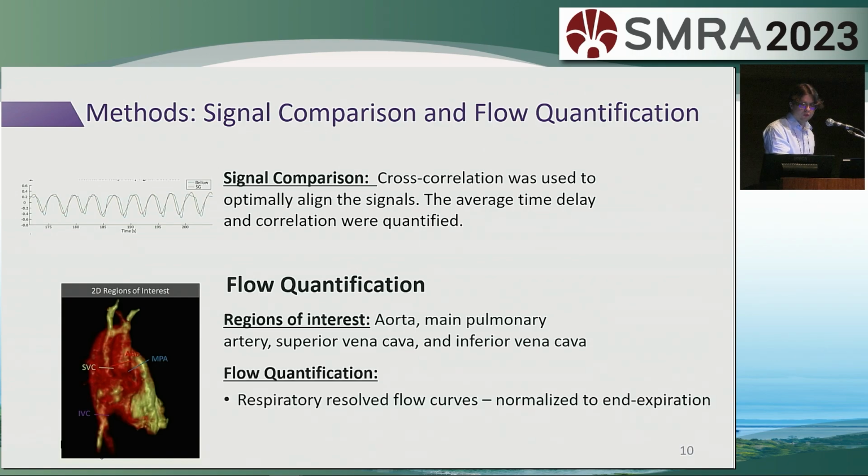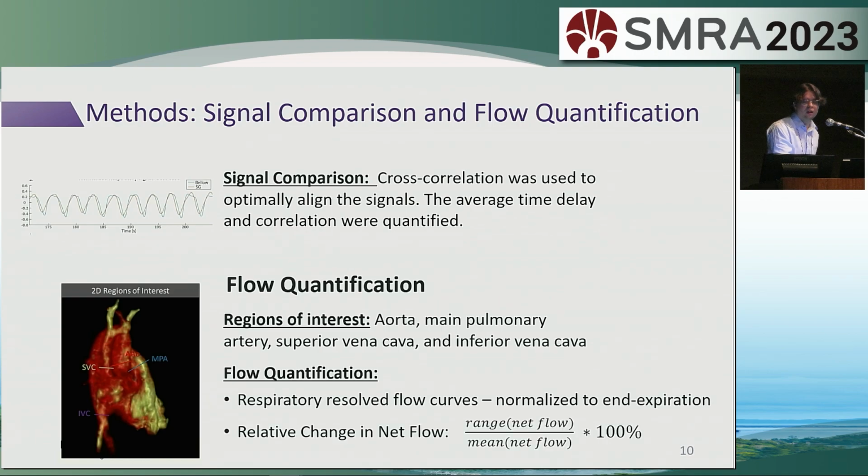For the flow quantification, we looked at net flow and median flow, where these were all normalized to end expiration across the respiratory cycle, as we wanted to see the impact from that alone. Then the other thing we quantified was the relative change in net flow, by looking at the range across the respiratory cycle divided by the mean in each of these vessels between the two techniques.